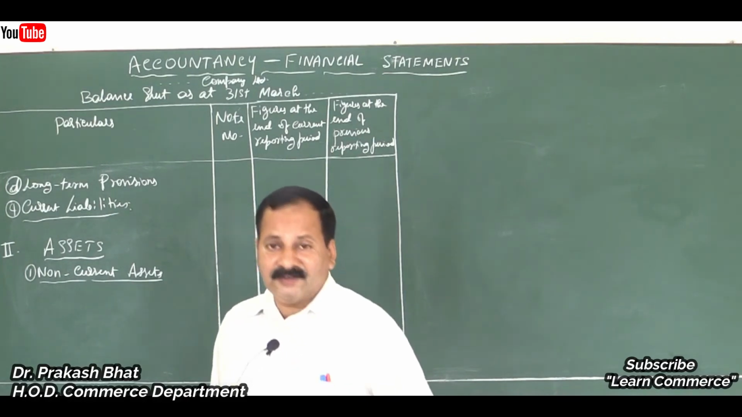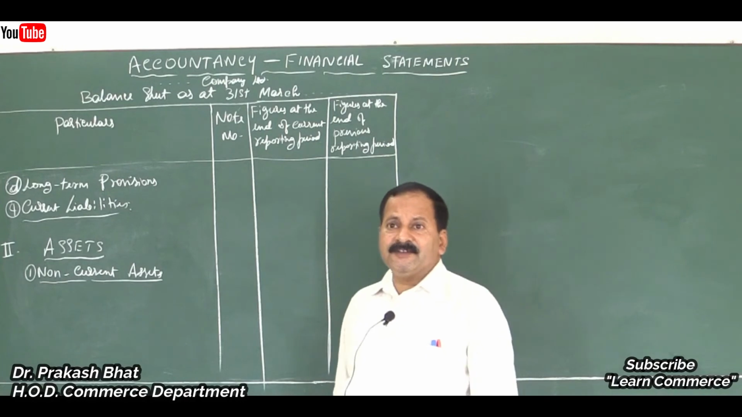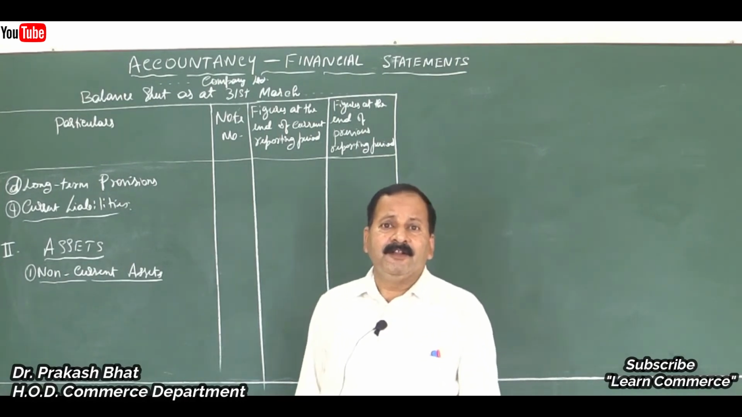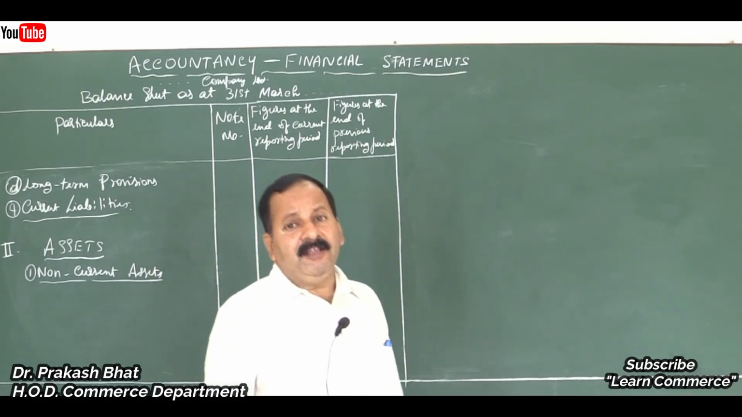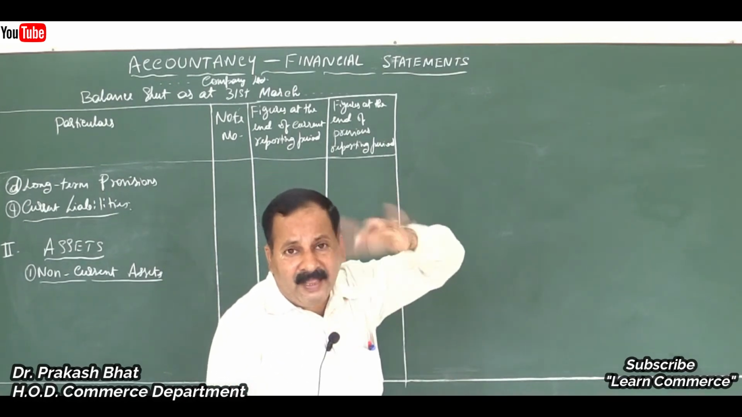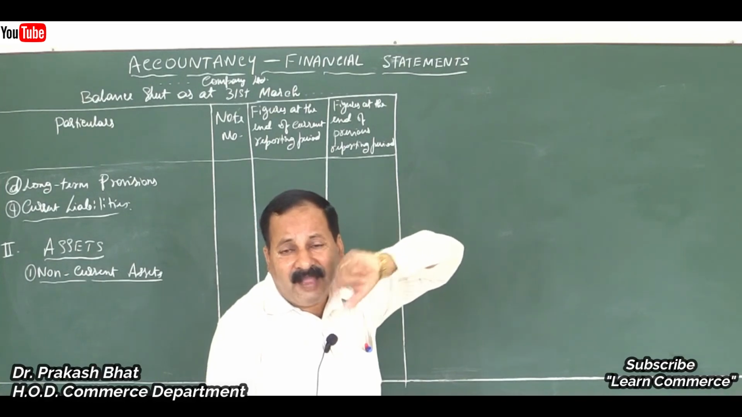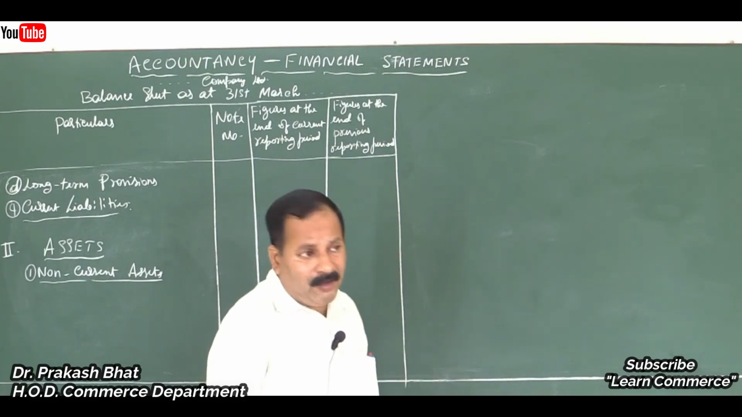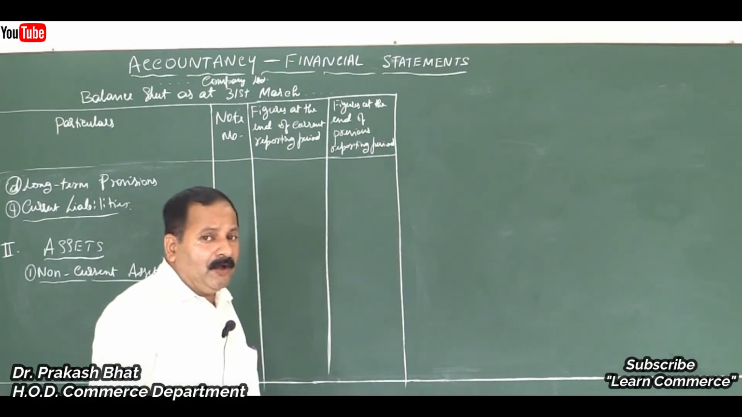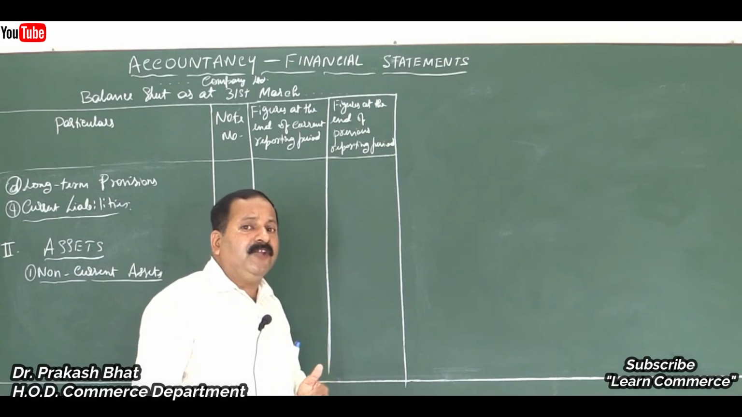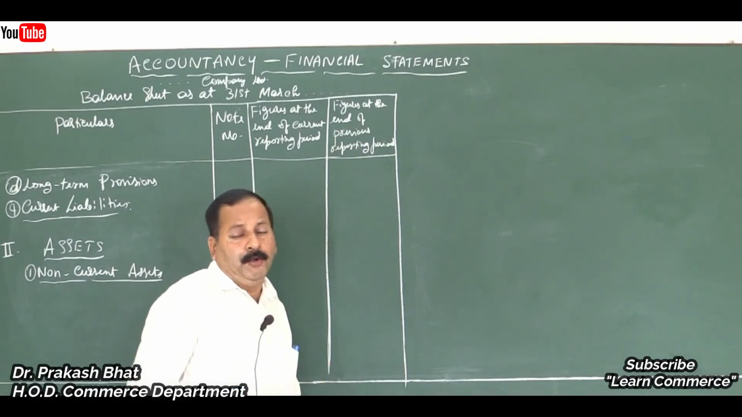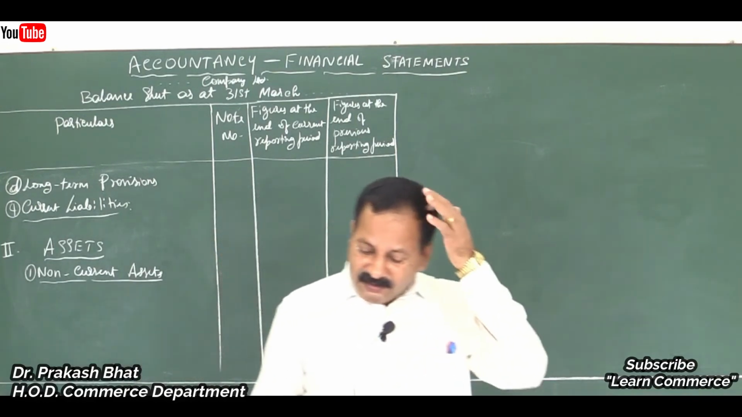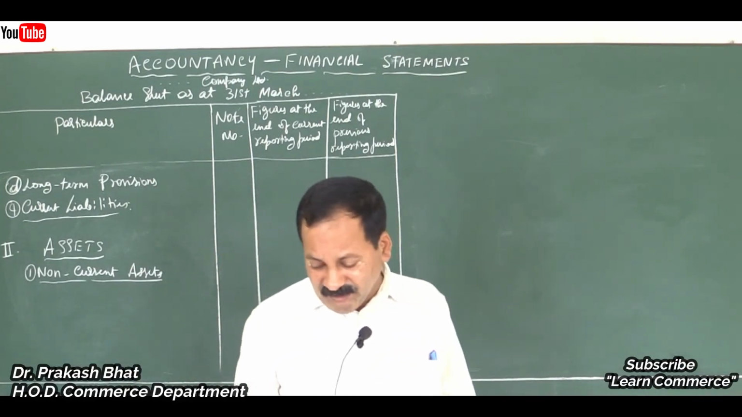Cash and cash equivalents. That is hard cash lying in the treasury of the company, or any overdraft or bank balance that is there in the bank. Anything in liquid form, or a security or anything that can be converted into cash very easily at short notice, will come under cash and cash equivalents.